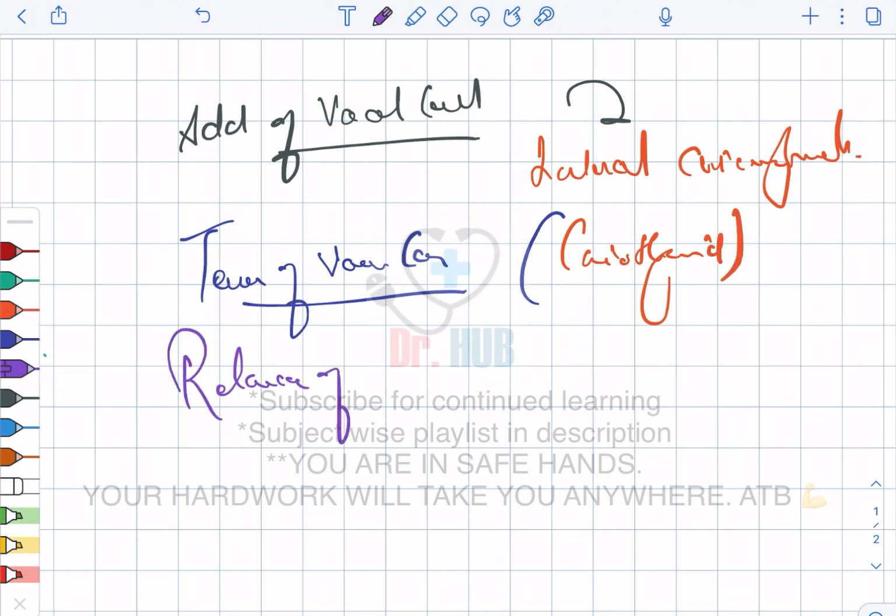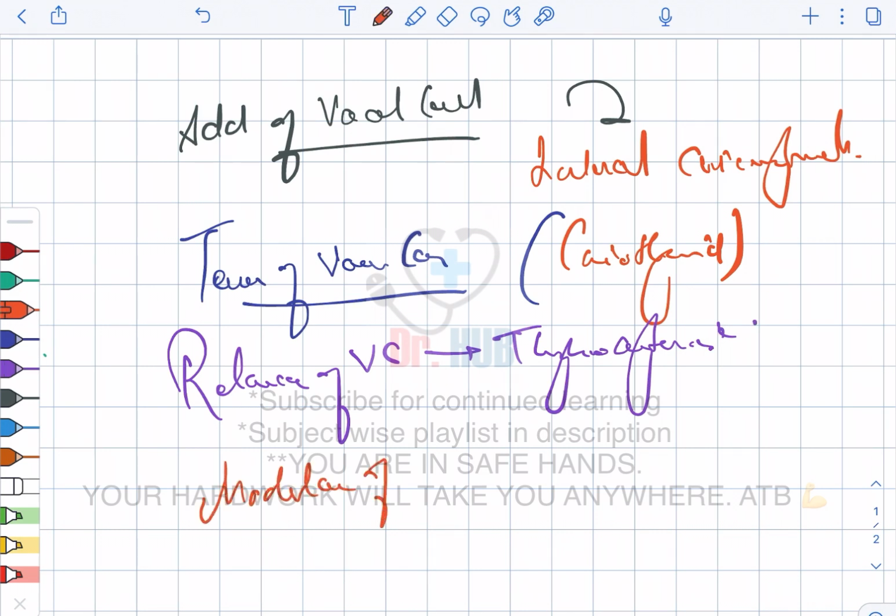Next, looking at the relaxers of the vocal cord. This is by the thyroarytenoid. The modulator of larynx. This is by the vocalis.